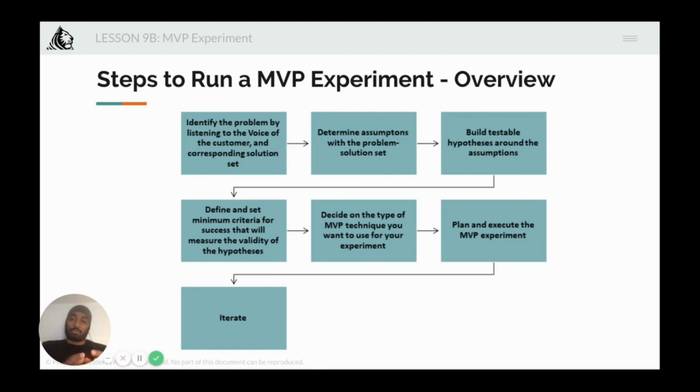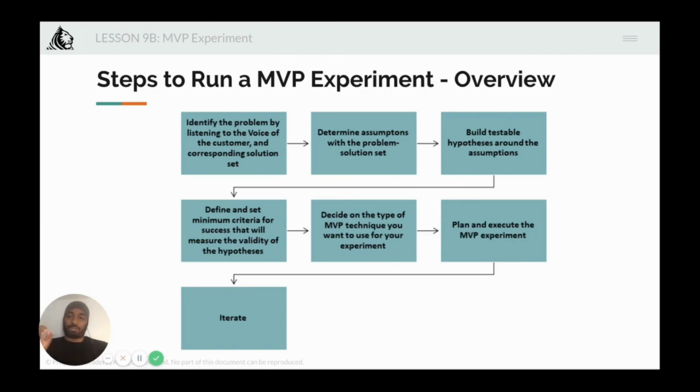Almost all the time, I would say the majority of the experiments run between 4 weeks to 8 weeks. But depending on the size and the sample of data that you are looking for, you might have to do it for 12 weeks, but not beyond 12 weeks. That's too long a time for an MVP, right? So to run an MVP experiment, typically there are 7 steps.